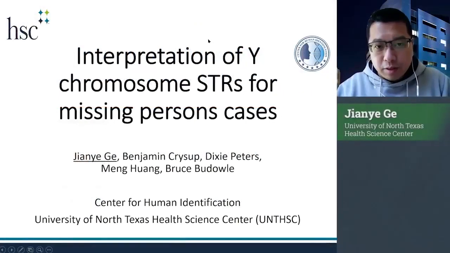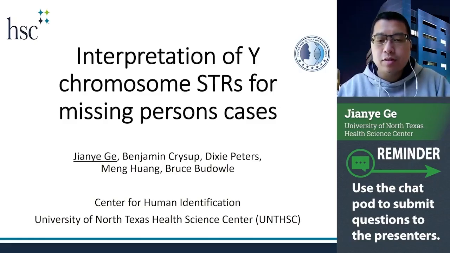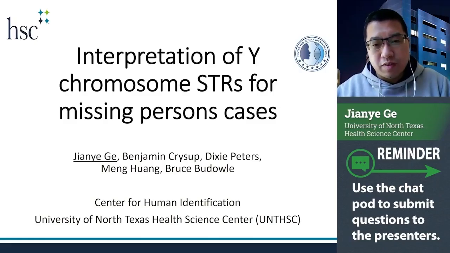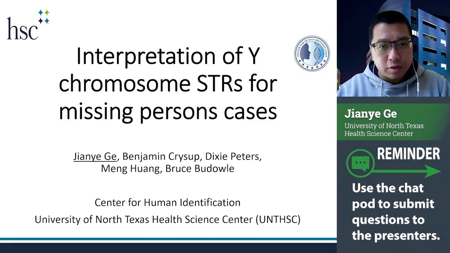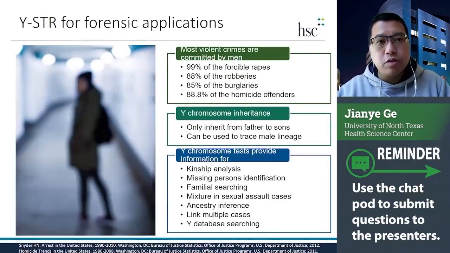Thanks, NIJ, for giving me this opportunity to share my recent work. This study is about interpreting the Y chromosome STR profiles for missing person cases. We're going to develop a software to serve this purpose, and we'll share the software for free with the forensic community. So first of all, why do we want to use Y-STR for forensic applications?